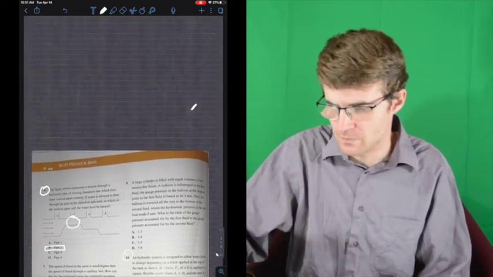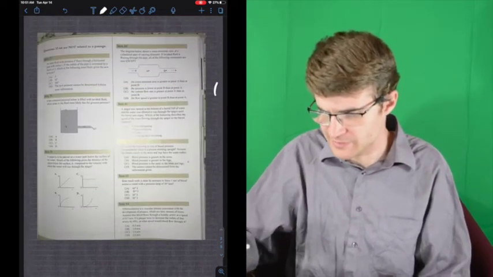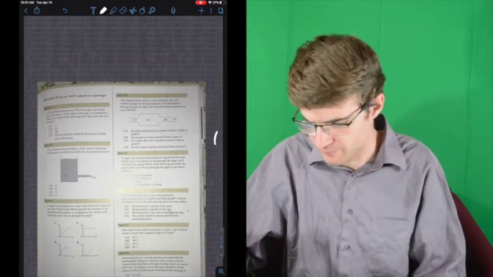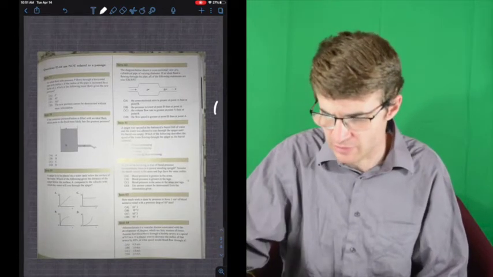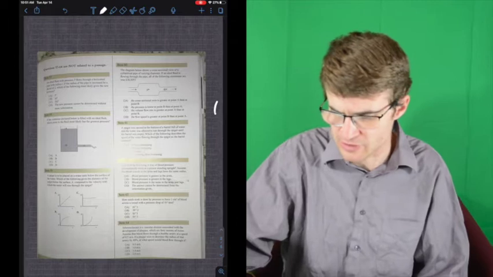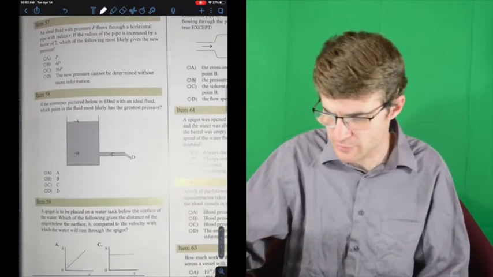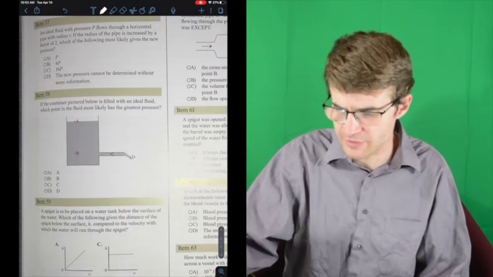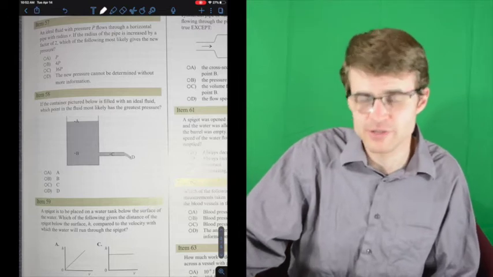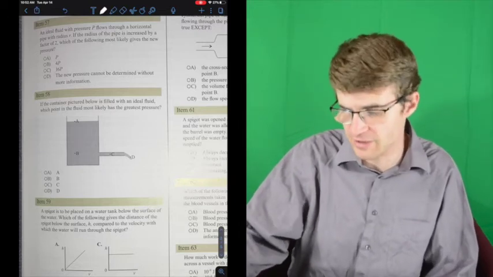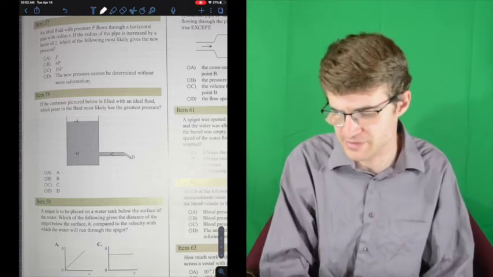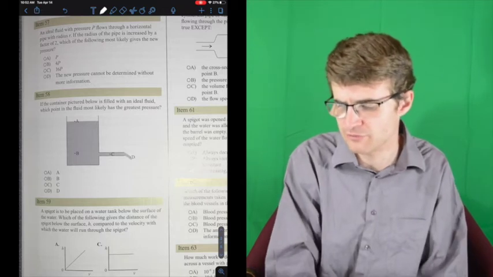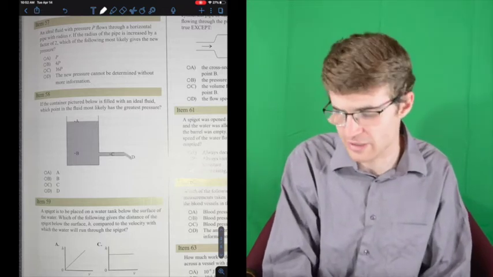All right, I have another set here. We'll just quickly go through these ones as well. So this question says, if the container pictured below is filled with an ideal fluid, that means we don't have viscosity or funny business acting, at which point in the fluid is the pressure most likely the greatest?